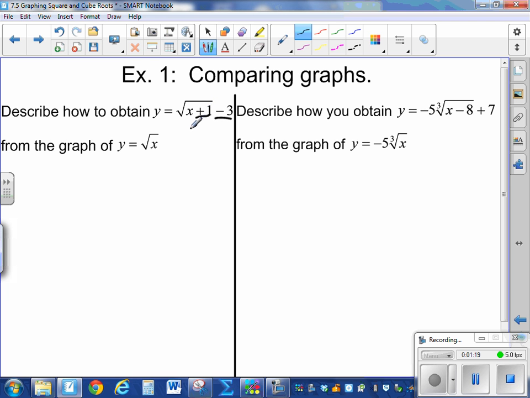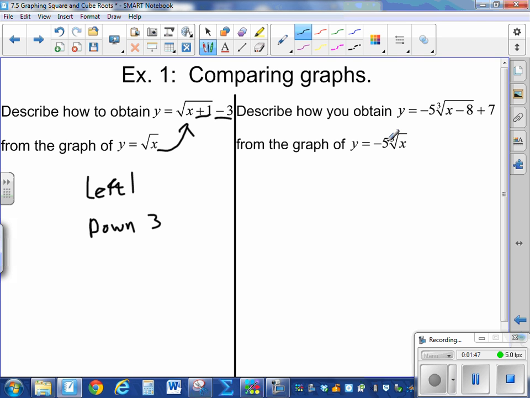So the inside part moves it left or right. Since it's a plus 1 and you want to do the opposite, you're going to go to the left 1. And then that's a negative 3 for your K. K is your up and down shift, so that's just going to take it by what it says and go down 3. So in order to go from here to here, you go left 1 and down 3.